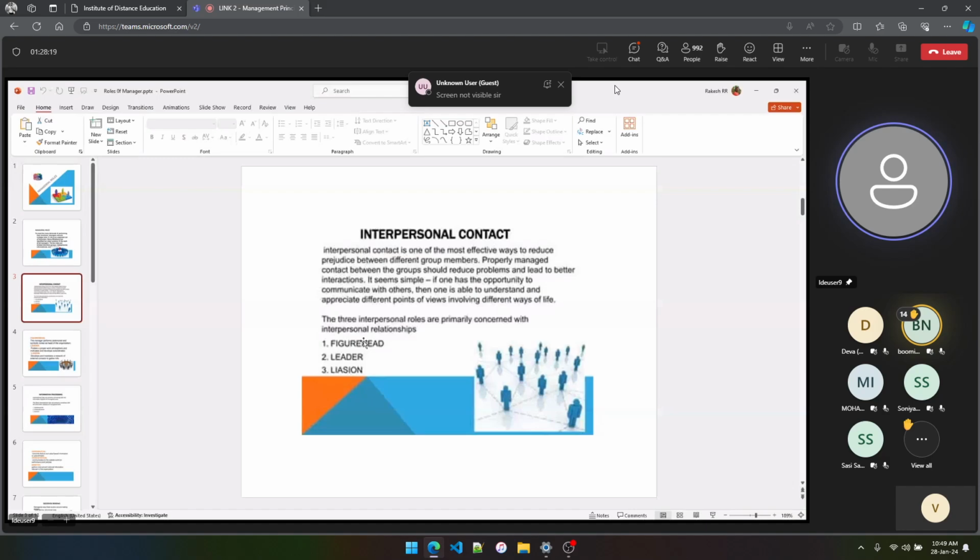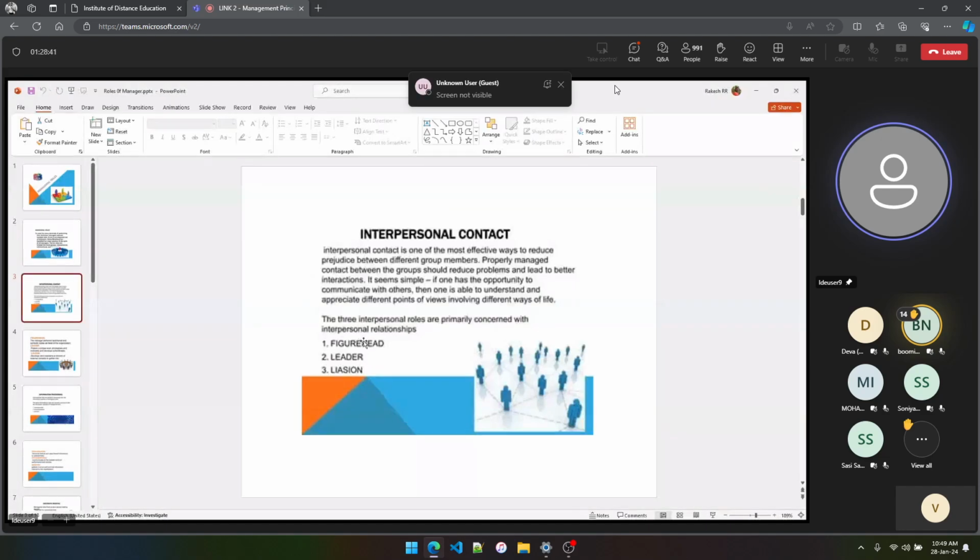The manager's role is to speak a lot. You have to interact a lot with the people who are working under you or with you. If you do that with your group members, your team members, and the overall organization, it will reduce a lot of things. And the interactions will help in managing the people in the right way.